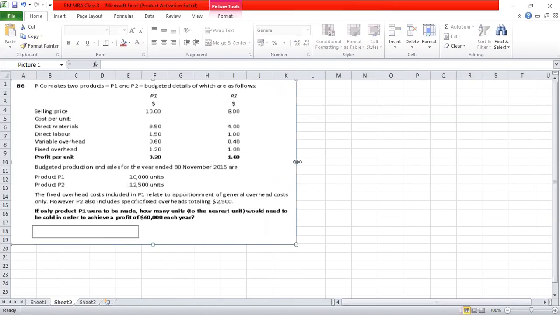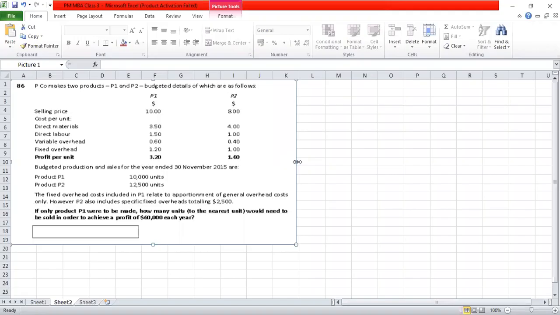The question says P company makes two products, P1 and P2. Budgeted details of which are as follows. P1, P2, selling price is 10 and 8. Cost per unit: direct material, labor, variable overhead, fixed overhead, and then profit per unit. These details are given to us. Then budgeted production and sales for the year ended 30 November 2015 are P1 has 10,000 units, P2 has 12,500 units. The fixed overhead costs included in P1 relate to apportionment of general overhead costs only. However, P2 also includes specific fixed cost totaling 2,500.